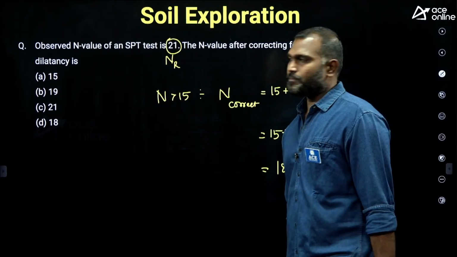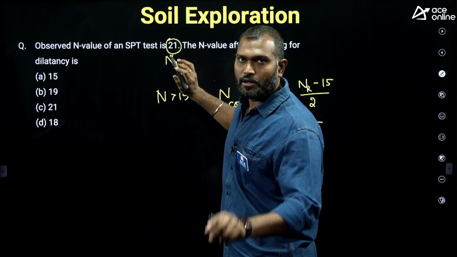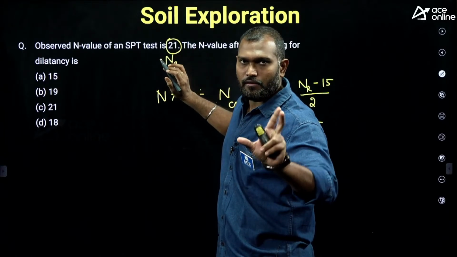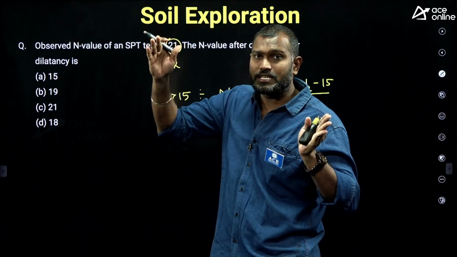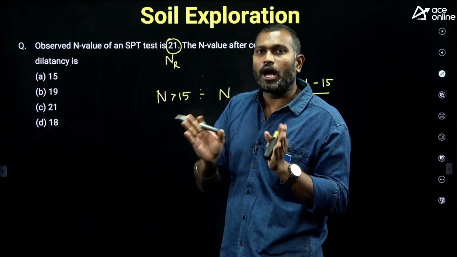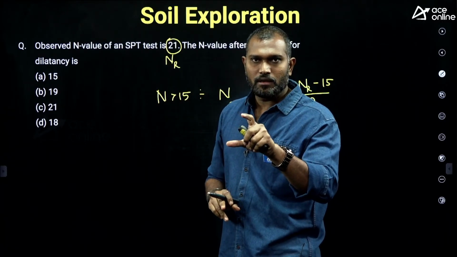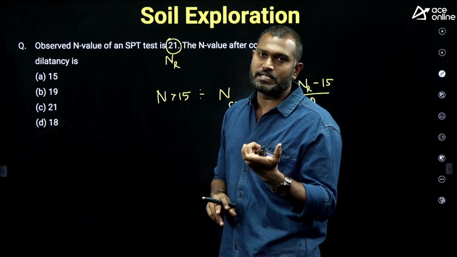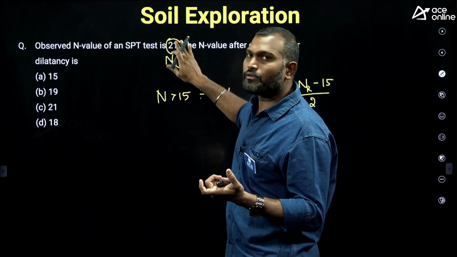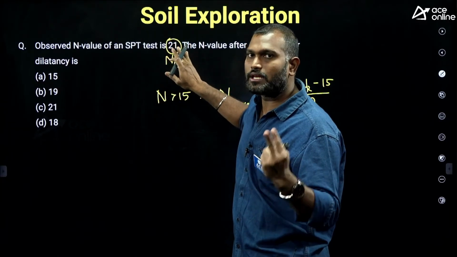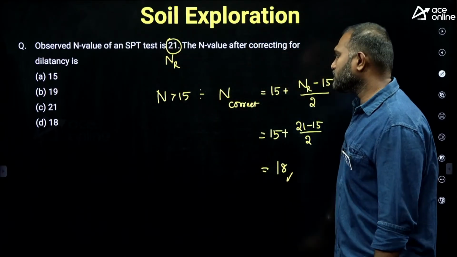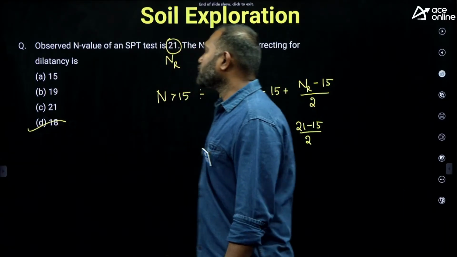Simply, whatever this value, 21, if it is more than 15, it is 15 plus how much excess there is. From 15 to 21, the excess is 6. Out of the excess, you take only half. Repeating again, 15 plus half of the excess value. So from 15 to 21, excess is 6, you take only half, 3. 15 plus 3, the correct answer is 18. So that's option D.